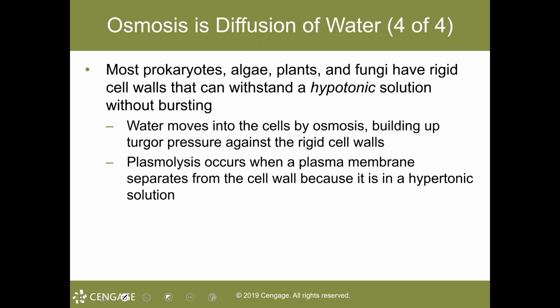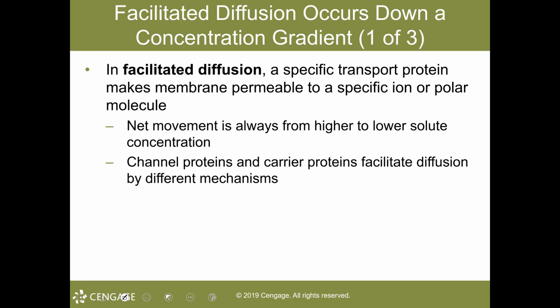So I've spoken to each of which, and it states here that most prokaryotes, algae, plants, and fungi have rigid cell walls that can withstand a hypotonic solution without bursting. So it just mentions here what I stated in the past, that, of course, water moves into the cells by osmosis, building up, as it states there, turgor pressure against those rigid cell walls, so they are turgid cells, exhibiting turgidity.